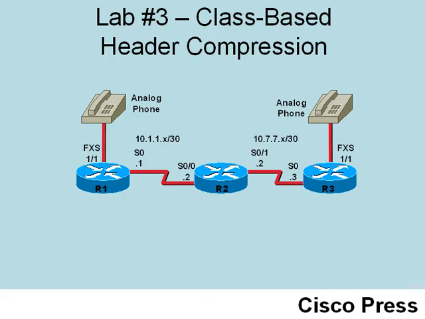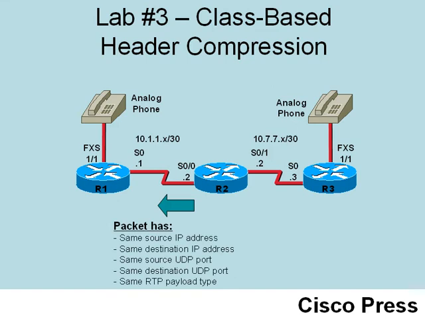Header compression says, consider a packet that's going between routers R2 and R1. If we look at every single packet in this voice stream going from one phone to the other, we're going to notice that the header information in these packets is very similar. As an example, we will notice that every packet seems to have the same source IP address, the same destination IP address, the same source and destination UDP port numbers, the same RTP payload type, which could be used to indicate things such as what codec, what coder-decoder, we are using.